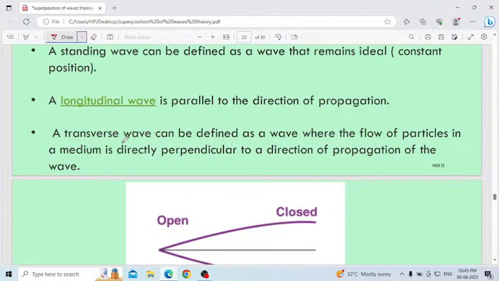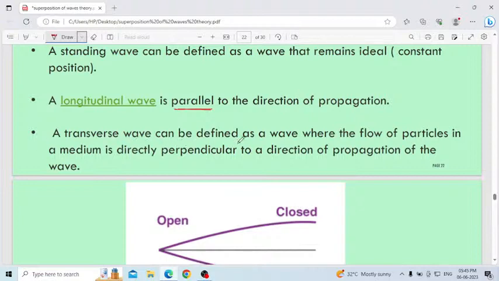A longitudinal wave travels parallel to the direction of the wave. In a transverse wave, the particles move along the medium, perpendicular to the wave direction, while in a longitudinal wave the motion is parallel to the direction of the wave.